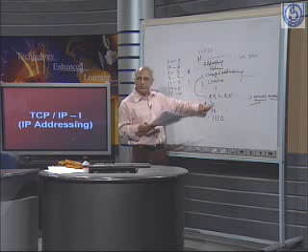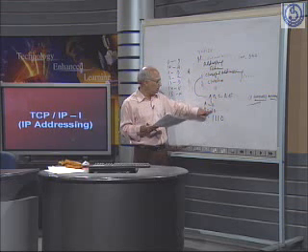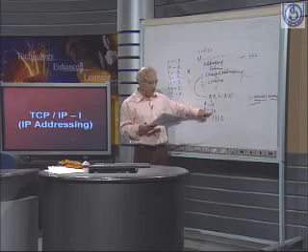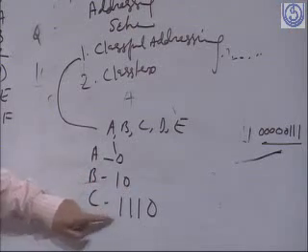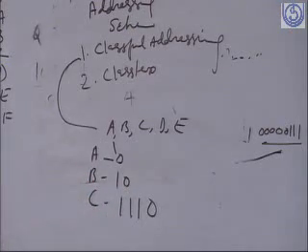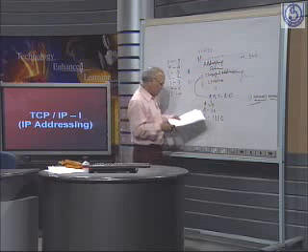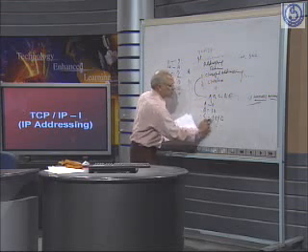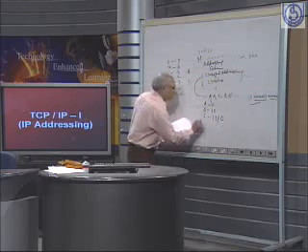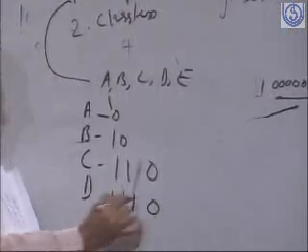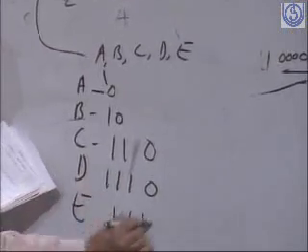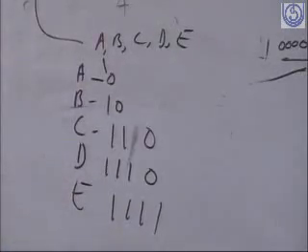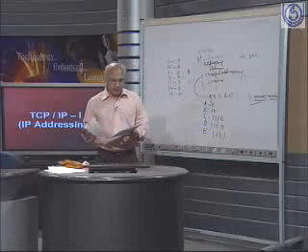So class A, first bit is 0. In class B, what we discussed, first bit is 1 and second bit is 0. In class C, the first 2 bits are 1s and then 0. In D, something like 1110, and class E, like this. So this way one can easily identify which class you have.